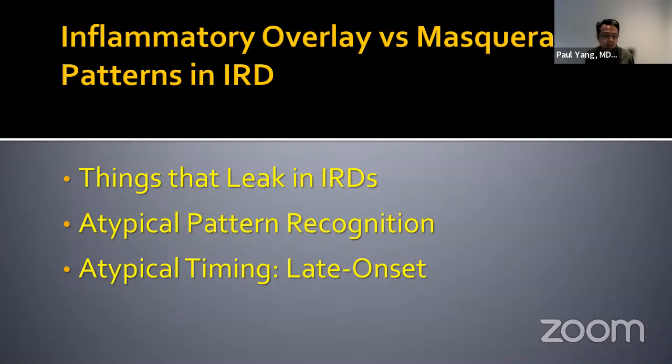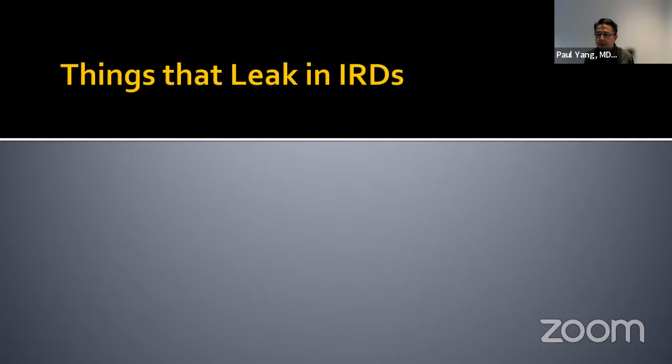And then another one is atypical timing, late onset. Typically genetic disease, we think it starts early in life, early to mid phase in life, but there are these late onset types of IRDs, which we're only now knowing more about, which can masquerade as acquired conditions. So things that leak.